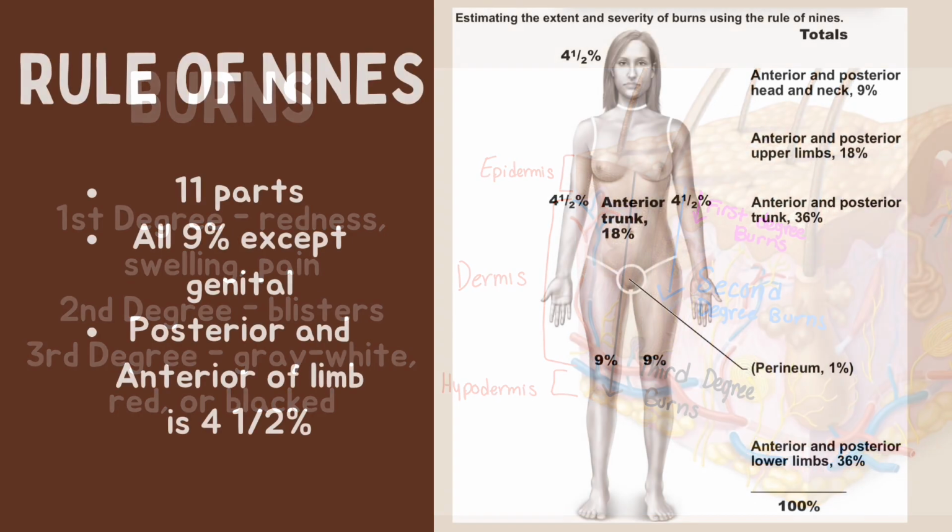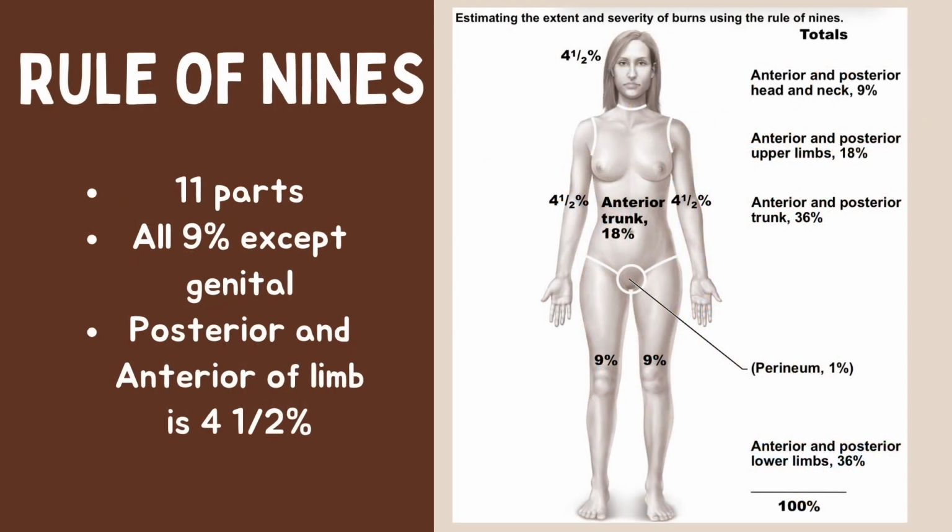The rule of nines is used to evaluate burns and estimate the volume of fluid loss. The body is split into 11 parts and each part takes up 9%, except the genital area that is 1%. The anterior and posterior of the body are each 4.5%.